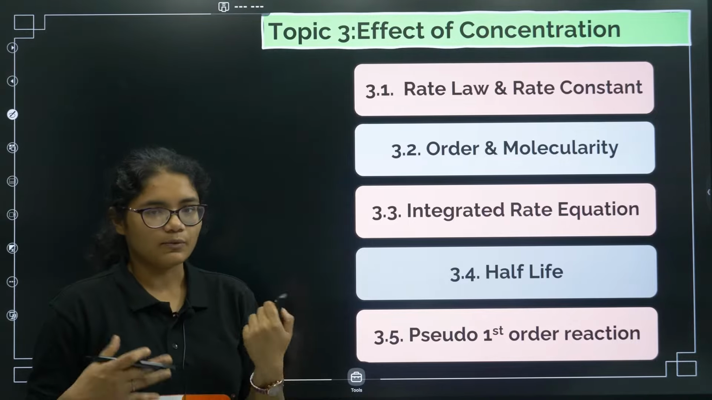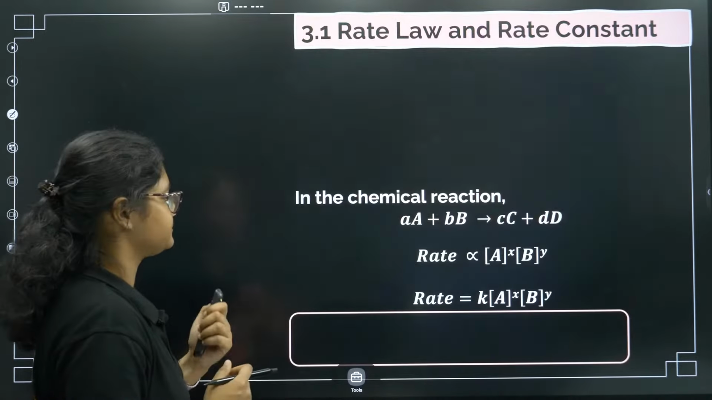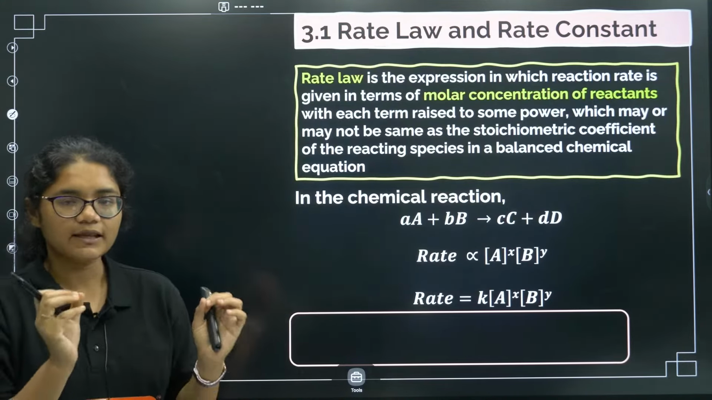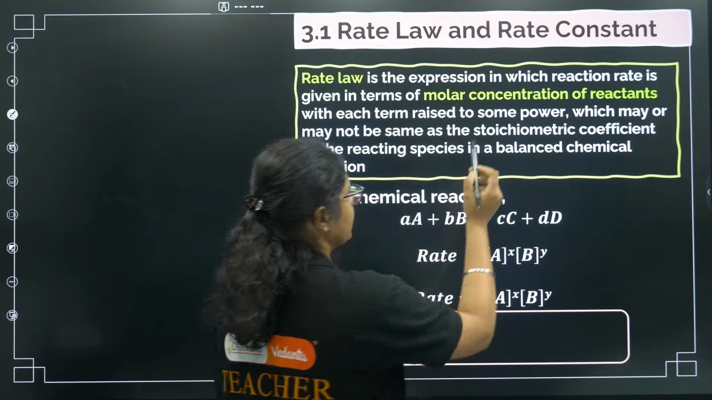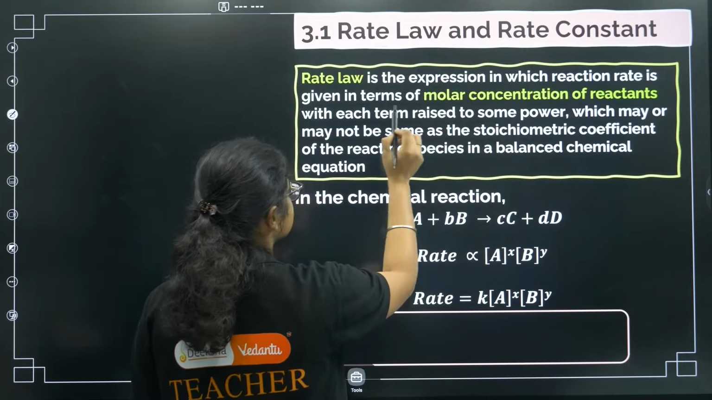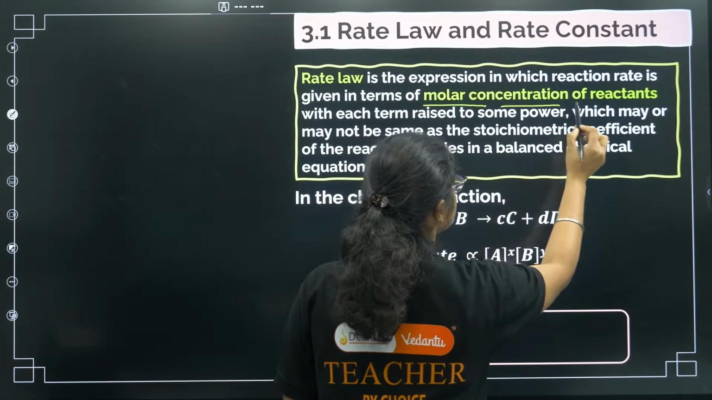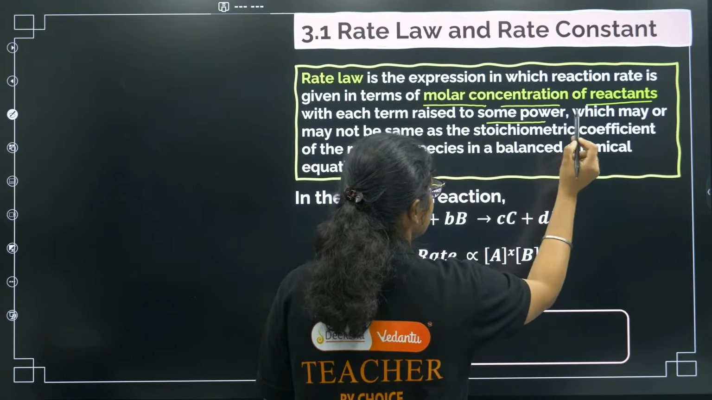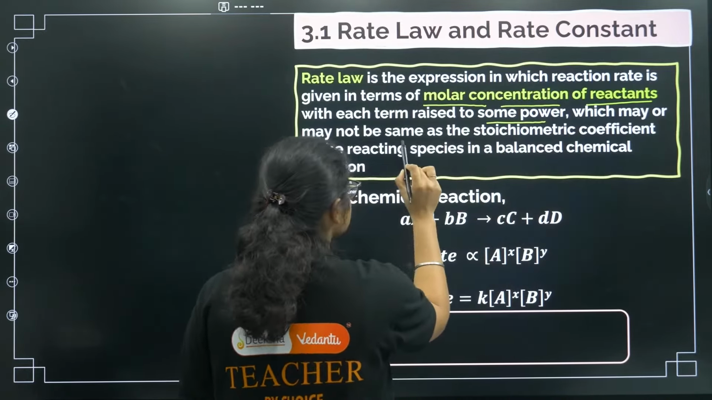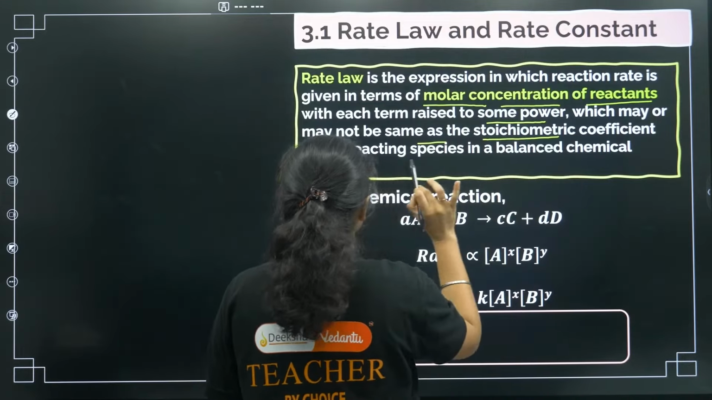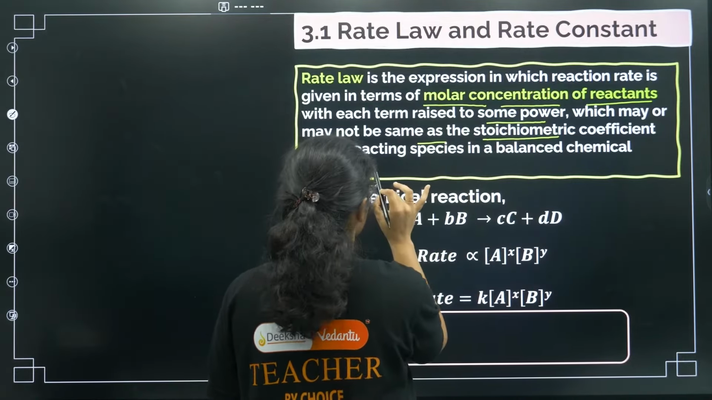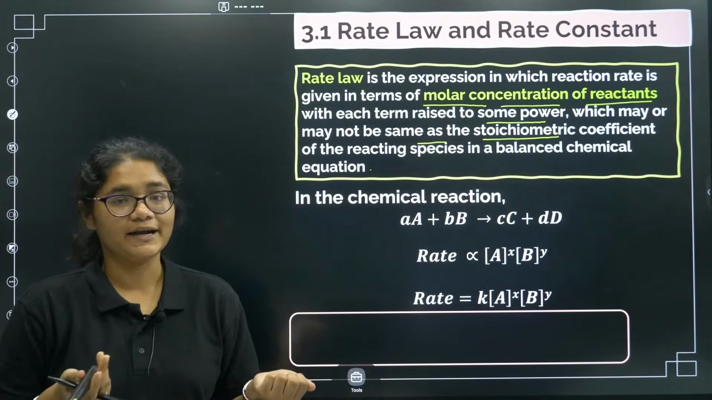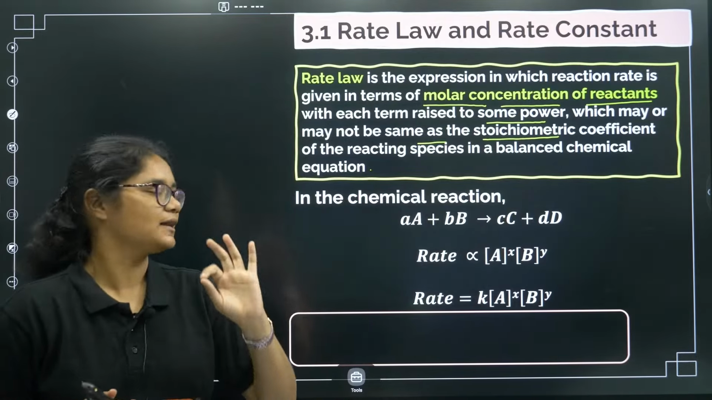What is rate law and what is rate constant? Rate law is a very simple thing. Rate law is an expression in which the reaction rate is given in terms of the molar concentration of the reactants, with each term raised to some power which may or may not be the same as the stoichiometric coefficients of the reacting species in a balanced chemical reaction. Ma'am, what is such a big statement, right? Very simple, I will explain it to you.